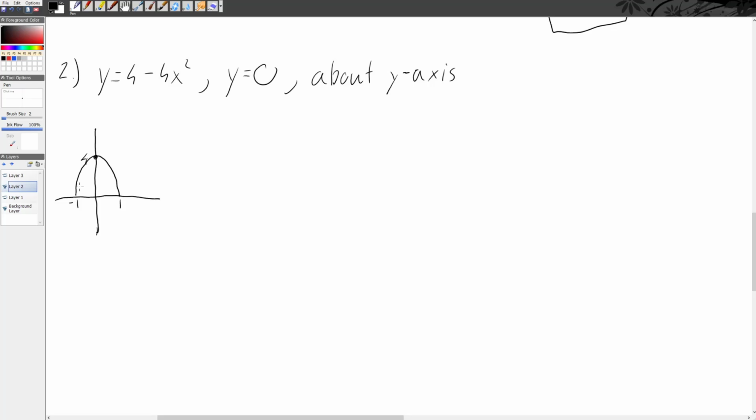Now, note that if we actually take this region and rotate it about the y-axis, we are actually doubling up on the volume, because the right side will cover the left side and the left side will cover the right side. So they will be covered twice. We will actually double up on the volume.